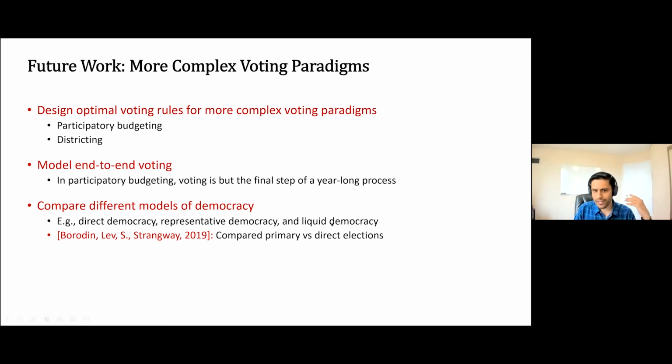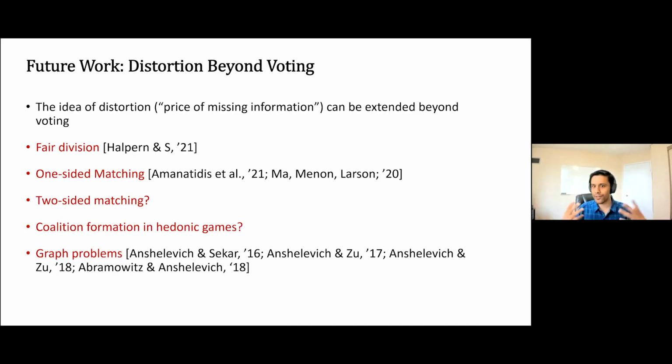There are some papers that have also used distortion to compare different forms of democracy, like liquid democracy against direct or representative democracy. Our own paper from 2019 used this approach to compare primary elections versus direct elections. So it's an approach that has a lot of different uses.